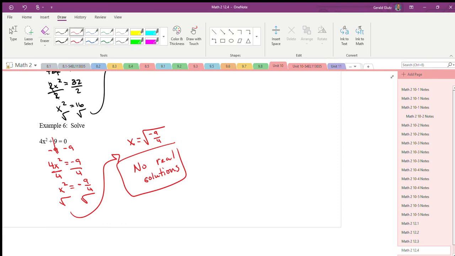So what this would look like if I had graphed it. Let's say this is the y-axis, x-axis. If I had graphed this, since there are no real solutions, it would look something like this. No real solutions when I'm trying to find the roots means that there are no x-intercepts. So this plus 9 moves the graph up 9 because there's no b value. So it will never touch the x-axis. So that's why we get no real solutions, and that is it for the notes.